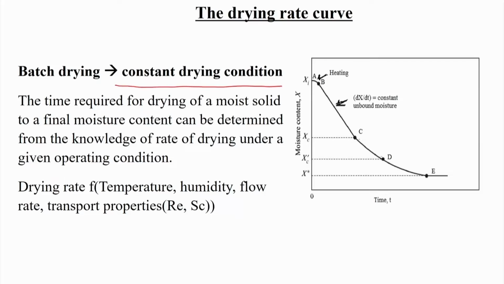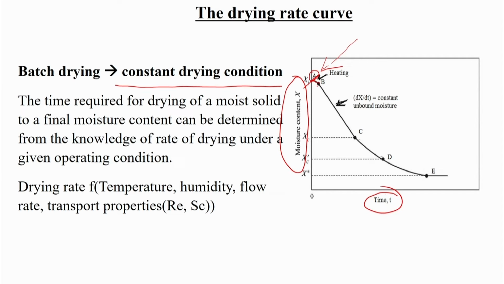Let us take this graph of time versus moisture content. In the beginning we have a huge amount of moisture, X_i, at point A. From A to B, when the heating started, some initial adjustment takes place, and that is why the moisture content shows a small decrease from A to B during this initial adjustment, or heating process.